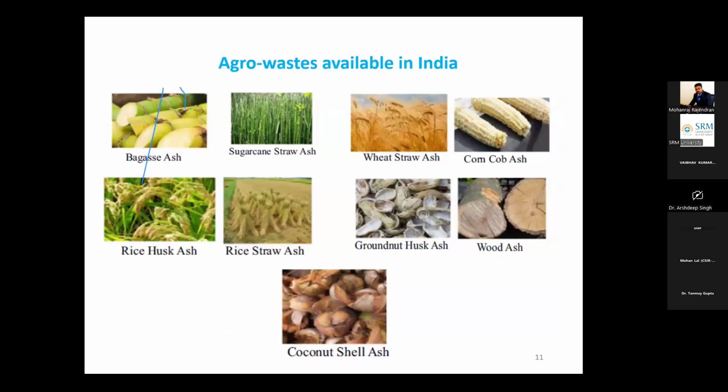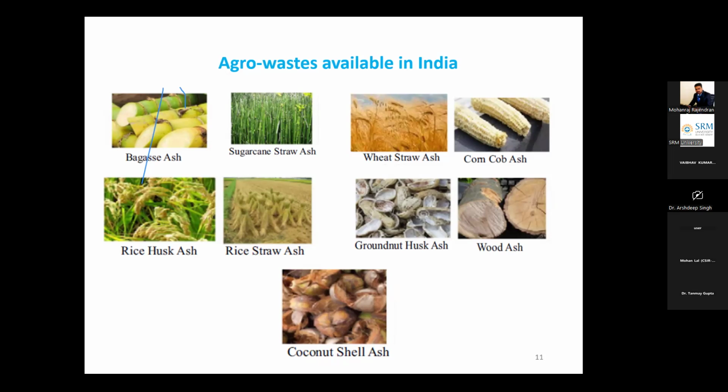So, what is the alternative? This is one alternative: the agro waste which is available in India. Some of them are highlighted over here. Like bagasse ash, sugarcane straw ash, wheat straw ash, corn cob ash, rice husk ash, rice straw ash, groundnut husk ash, wood ash, and coconut shell ash. These are some of the products that I have highlighted. Otherwise, there are a few more available in our country.